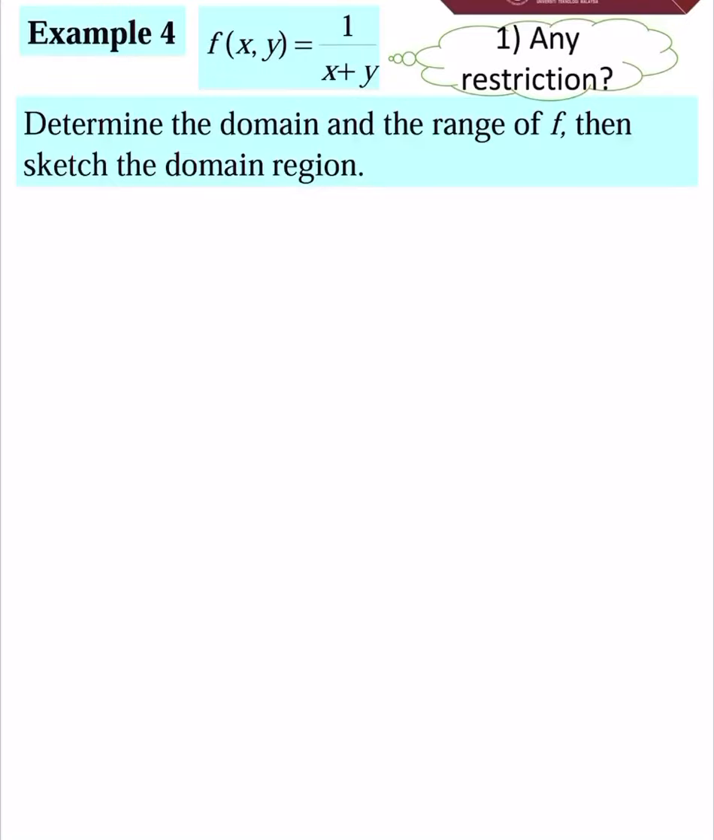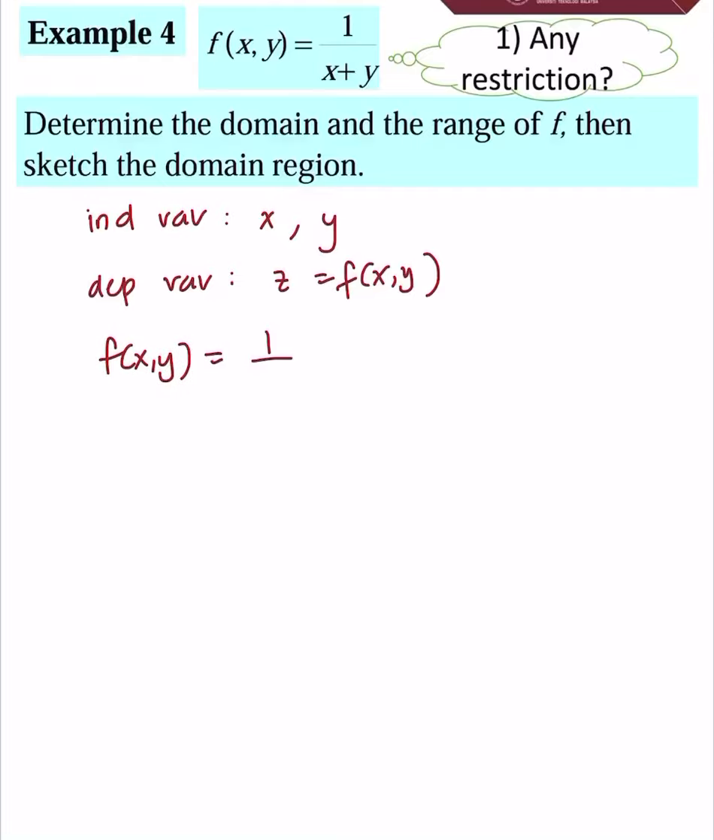Let's look at another example, for the domain and range. Here we have a fraction. We have the independent variables, which are x and y, and we have the dependent variable, which is z. So if f(x,y) equals 1 over x plus y, is there any restriction?